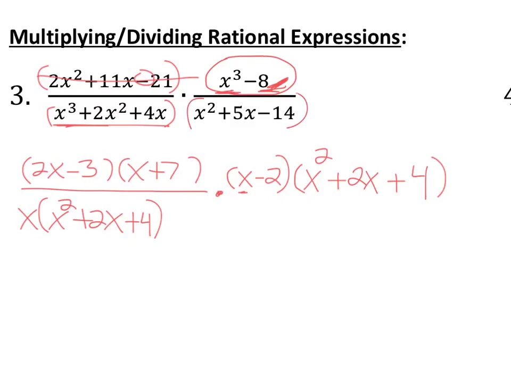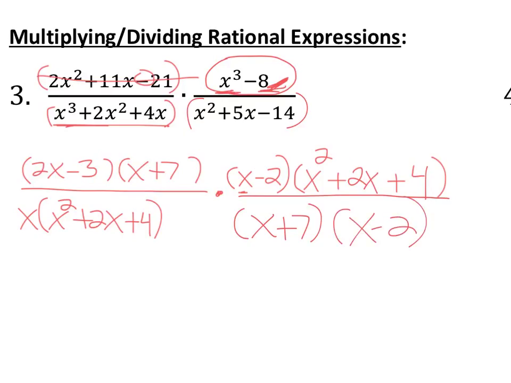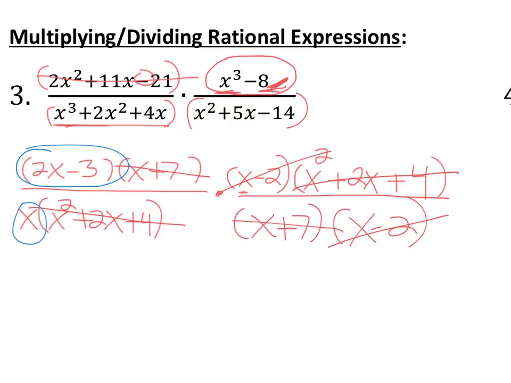Okay, the last one, x squared plus 5x minus 14. There's no GCF, but this is going to be a quick one to factor. This is going to be x plus 7, x minus 2. So really, it's just testing your factoring skills, and then we cancel out the like terms. The x minus 2's cancel out, and also the x plus 7 cancels out. So we're just left with 2x minus 3 in the top and x in the bottom. That's what we end up with: 2x minus 3 over x.